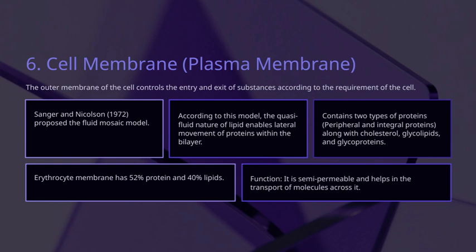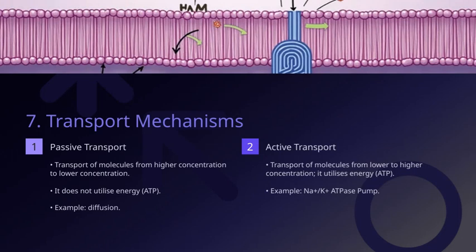Finally, the outer membrane of the cell controls what enters and exits the cell, ensuring substances move in accordance with the cell's requirements. It's this selective permeability that keeps the cell functioning optimally. Now, let's look at some examples of transport mechanisms.